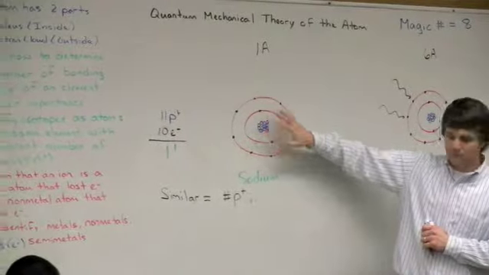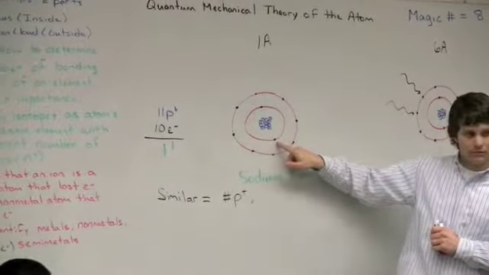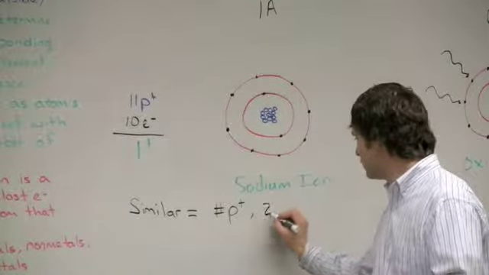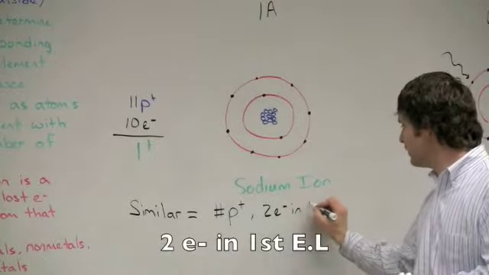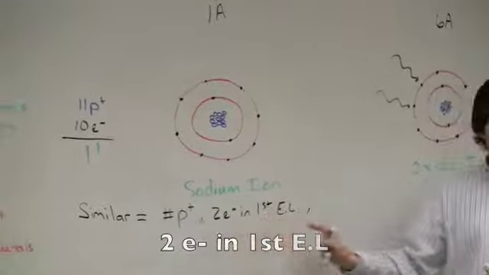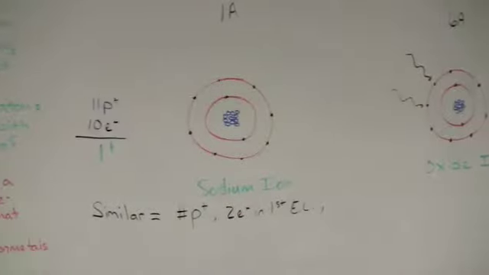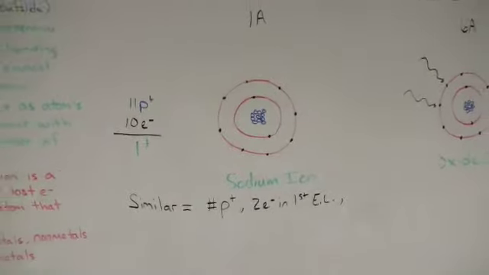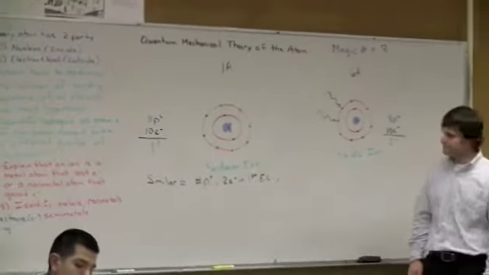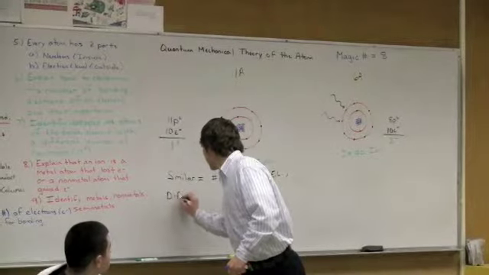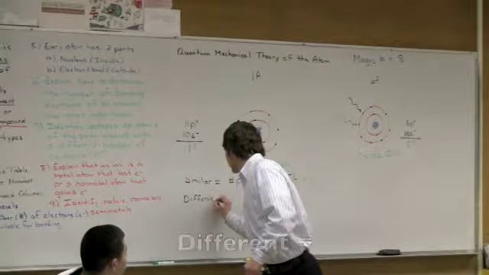That there were 2 electrons in the first energy level. So here's how I'm going to write that: 2 e negative in first E capital L. 2 electrons in first energy level. Absolutely. I think that might be all that I can come up with, or that you can come up with. Similar. And then on the next line we can write different.